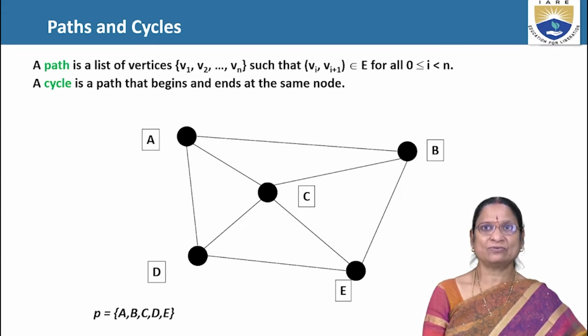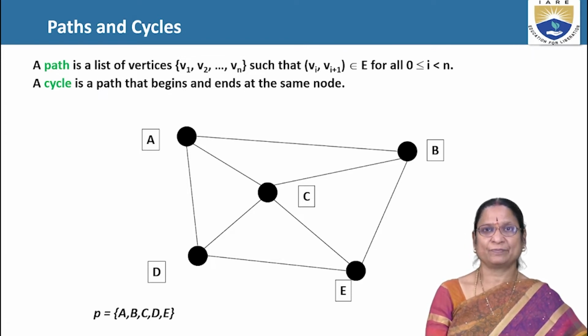A path is a list of vertices V1, V2, V3, etc., Vn such that each adjacent pair of vertices, that is Vi and Vi plus 1, are connected with an edge. That means they belong to the edge set, for all 0 less than or equal to i less than or equal to n.